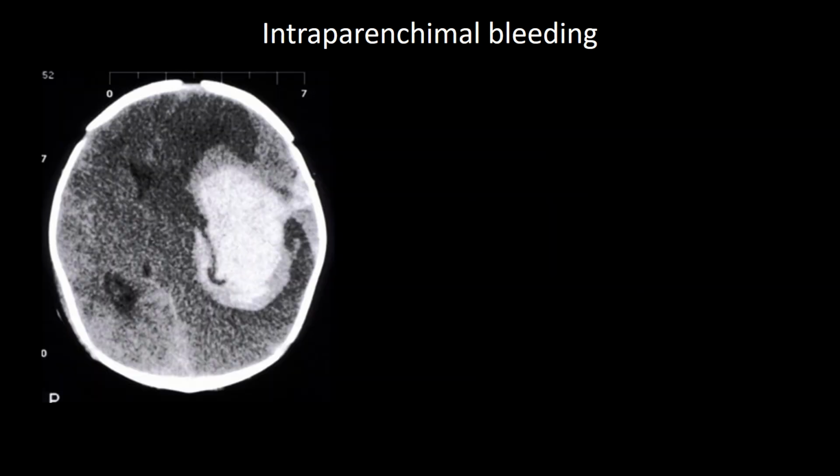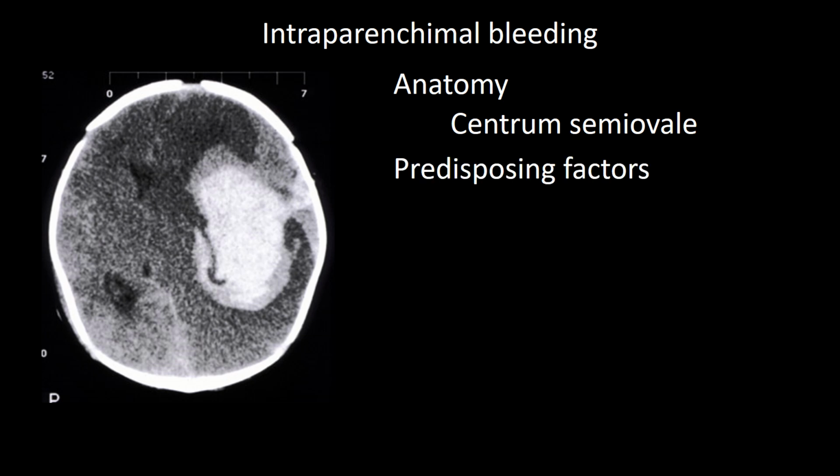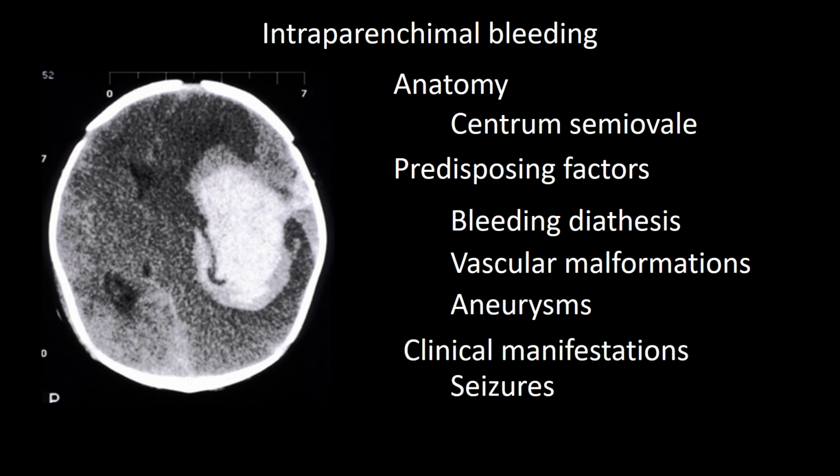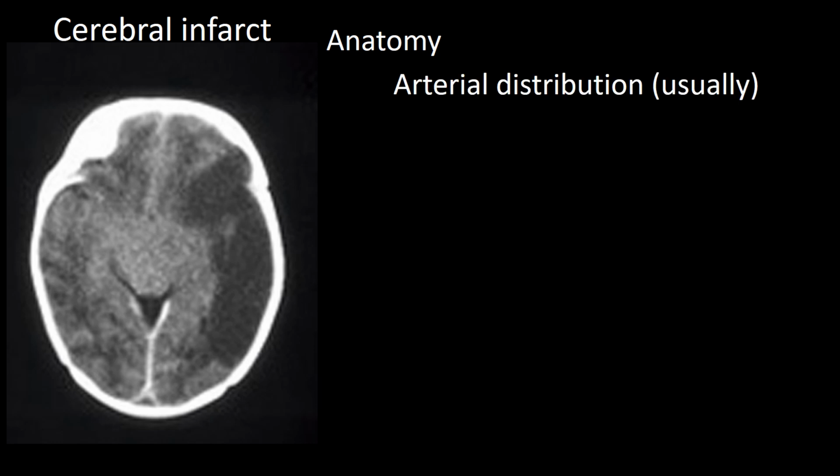Intraparenchymal bleeding, as seen in this MRI, usually occurs in the centrum semiovale. Predisposing factors for intraparenchymal bleeding are bleeding diathesis, vascular malformations, and aneurysms. Frequent clinical manifestations are seizures and encephalopathy. The second condition we will discuss is cerebral infarct. Cerebral infarcts are rather frequent in neonates. They usually occur with an arterial distribution in one of the middle cerebral arteries. They have a triangular shape.